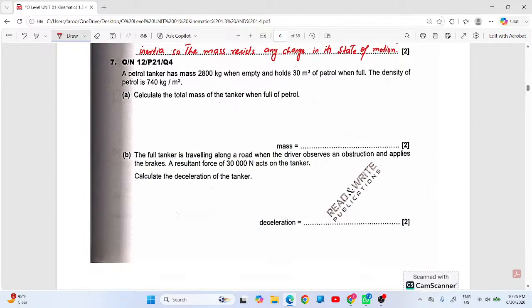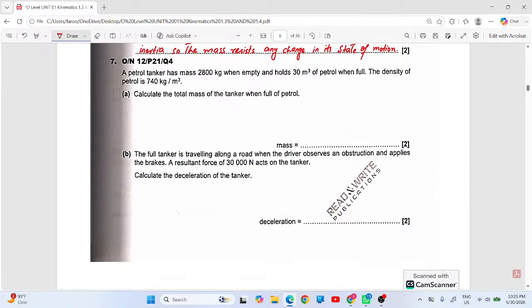No, sir. Next, question number 7. Read. A petrol tanker has mass 3,800 kilograms when empty and holds 30 meter cube of petrol when full. The density of petrol is 740 kg per meter cube. Calculate the total mass of the tanker when full of petrol. So here we will apply the same: mass is equal to density into volume. That is simple.